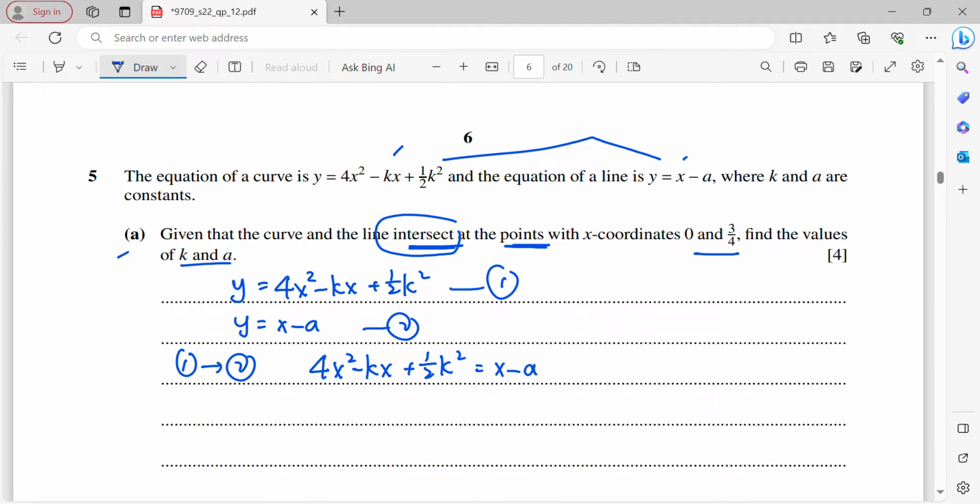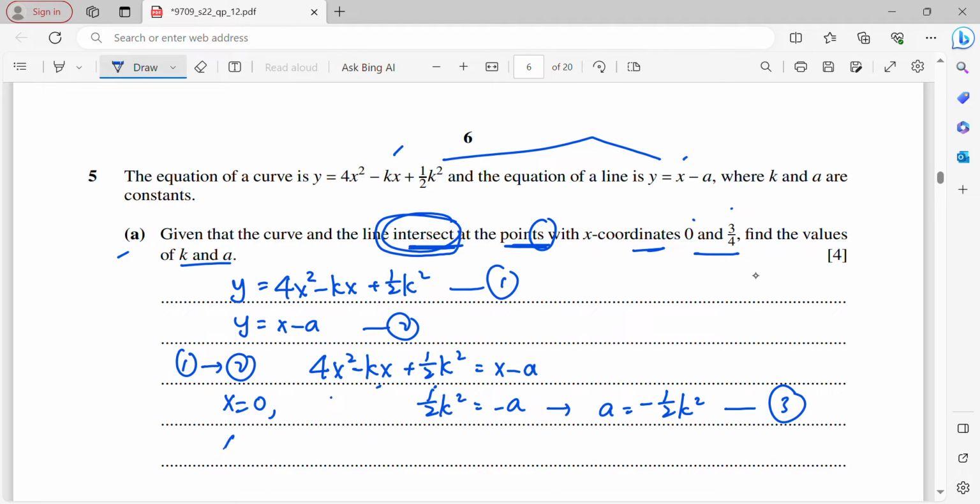But then it's mentioned that the intersection points have x coordinates 0 and 3 over 4. So when x equals 0, the first term is 0, the second term is 0, so I will get half k squared equals 0 minus a, so minus a. Then from here, my a is negative half k squared. This is my third equation.